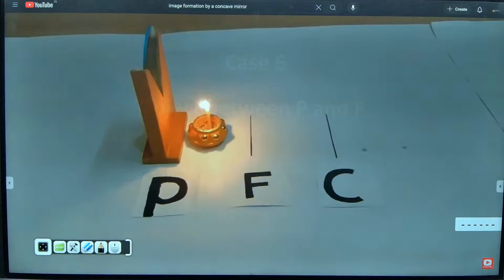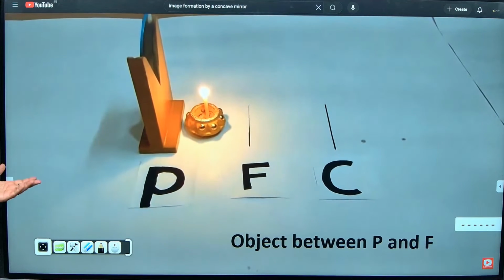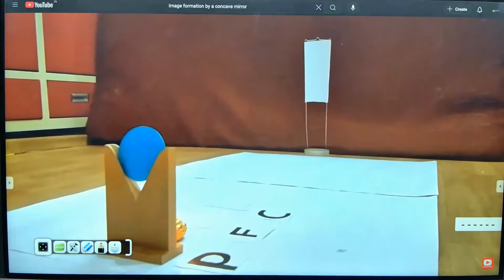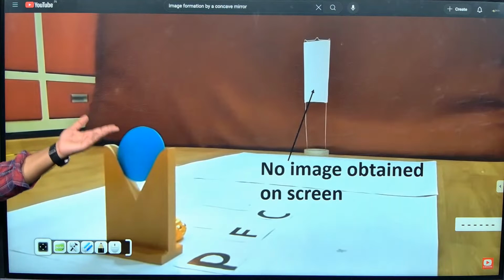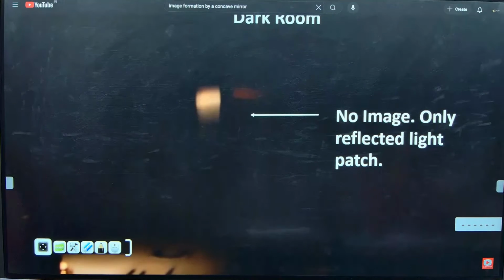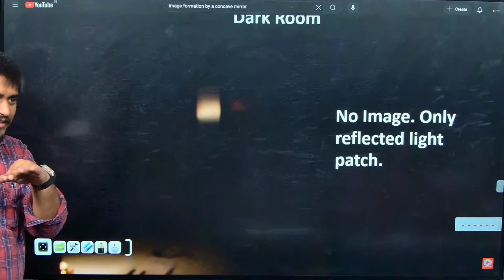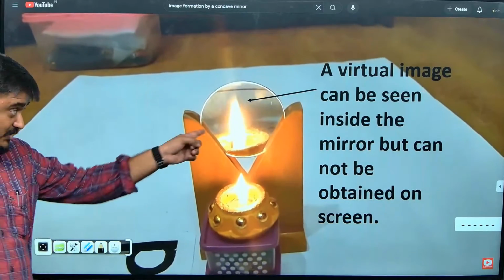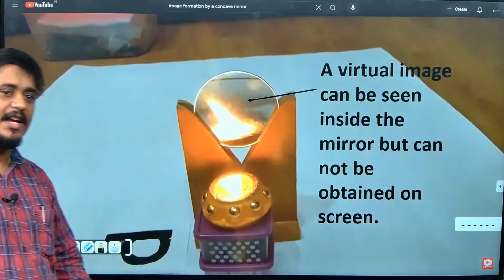Now they are keeping the object inside, between P and F. Now where will the image form? Inside the mirror itself, you see. They are going to have the mirror and they are going to see where the image is forming. No, on the screen nothing is coming, because where is the image going? Only a patch is coming on the screen. Where is the image forming then? Inside the mirror.